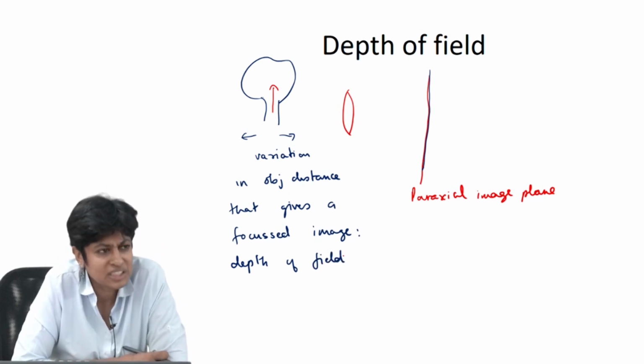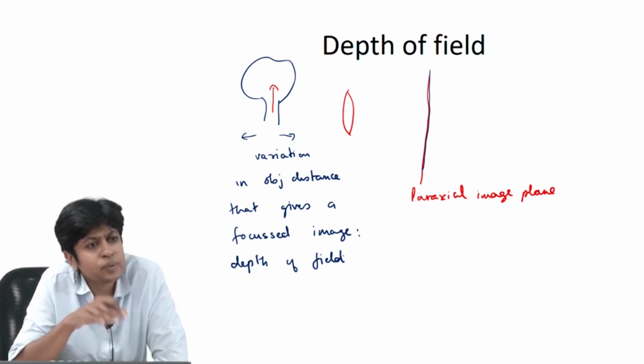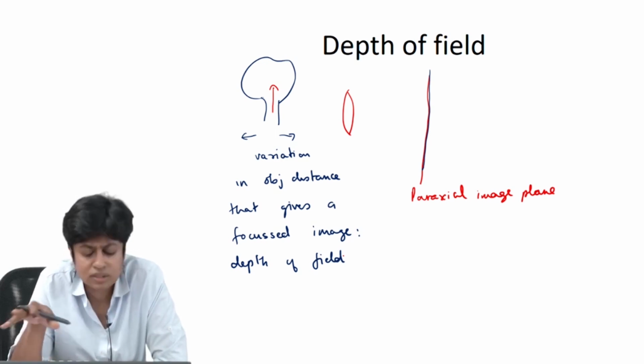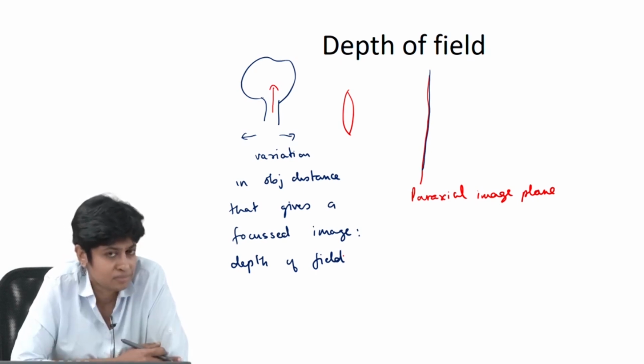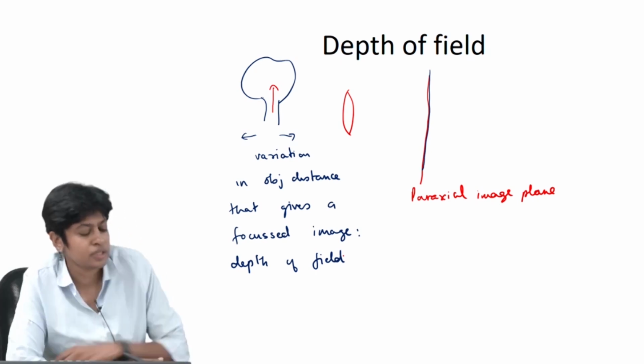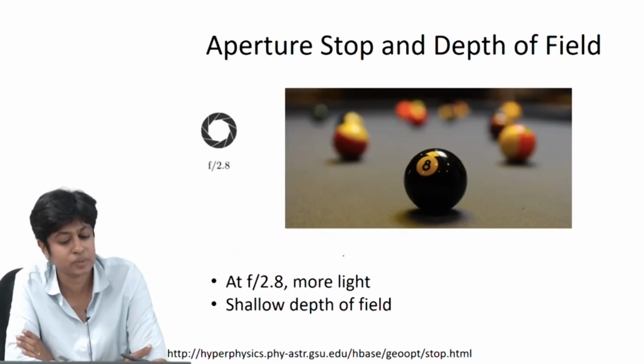Okay. And just the same argument we used with the aperture stop and the depth of focus, that's exactly what I'll use over here. So again, aperture stop is controlling depth of field as well. Okay, so I have some images here to emphasize what we are saying.